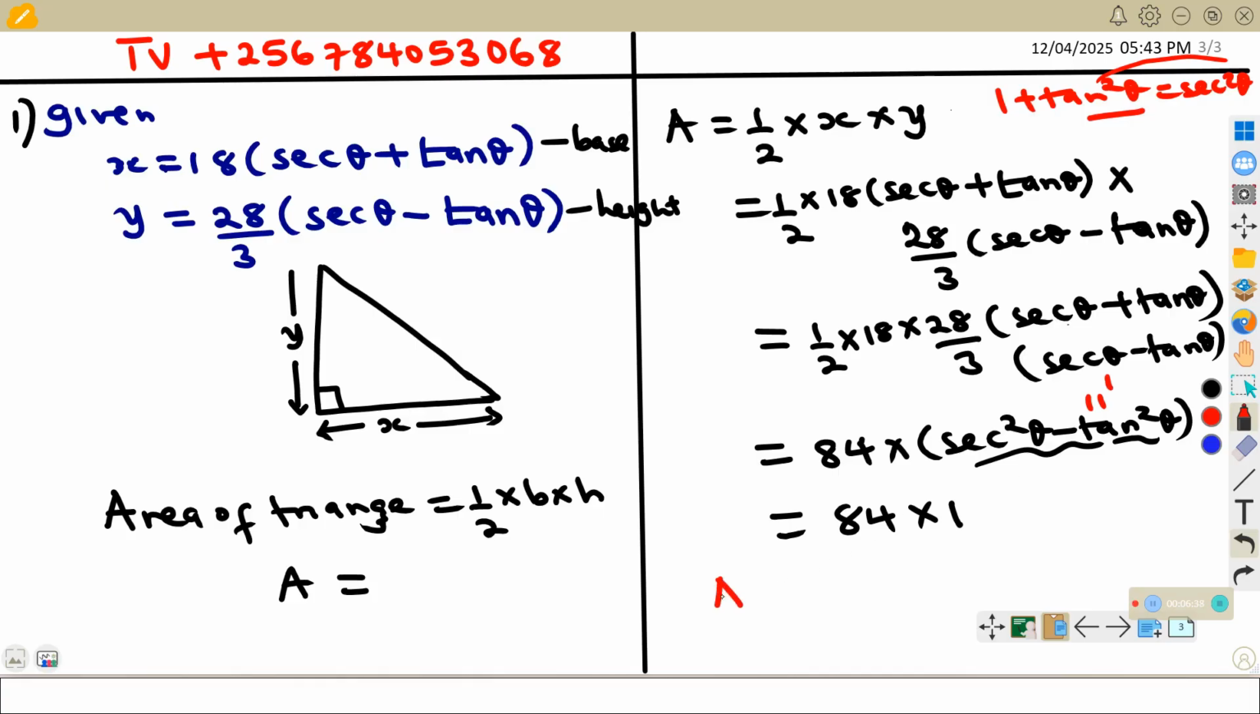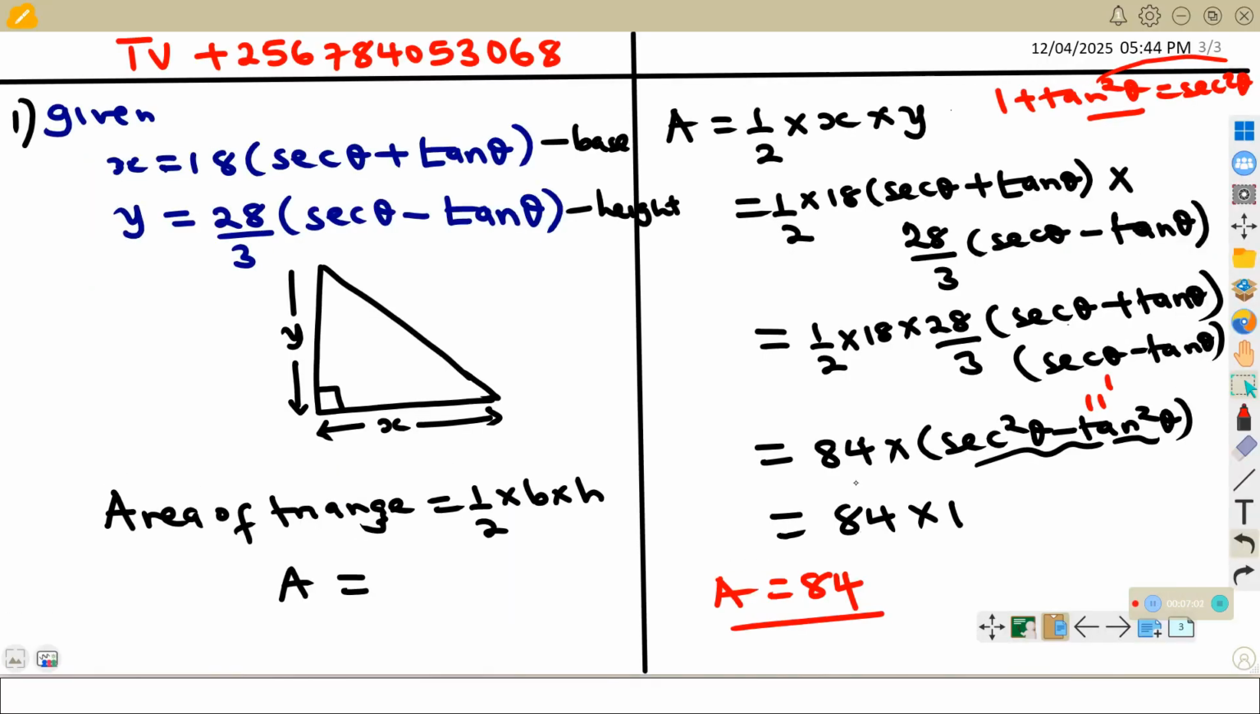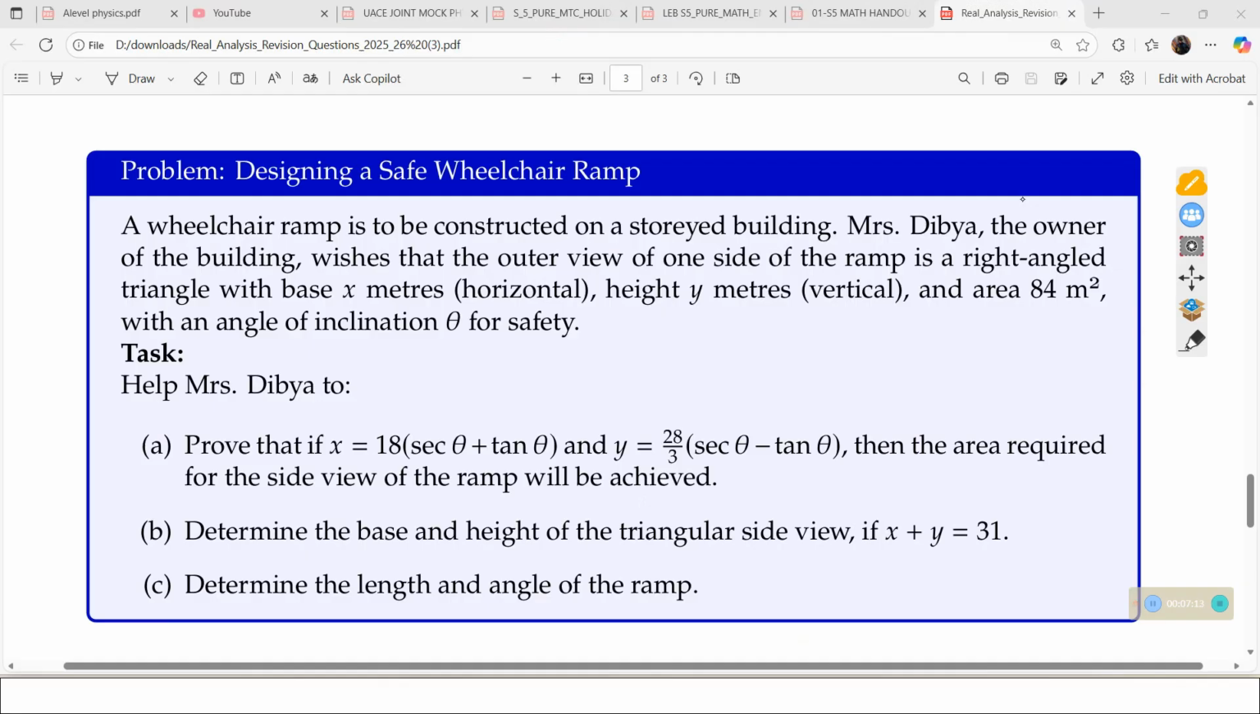So we shall have our area as 84. When you look at the area that we have obtained, this area is the same as the required area. The area which is required was 84, and what we have obtained is also 84. For that case, it means these given dimensions, that is x equaling to that and y equaling to that, will satisfy the required area. So we need to give that conclusion.